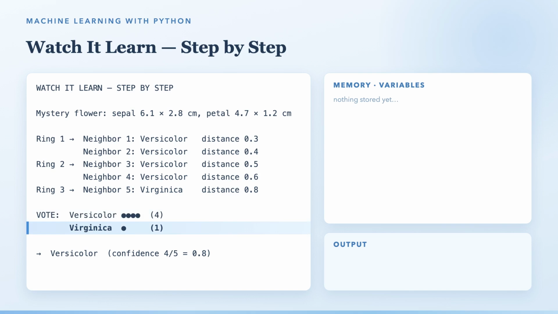Ring 2 brings neighbor 3. Versicolor. 0.5. And neighbor 4. Versicolor. 0.6. Ring 3 reaches neighbor 5. A virginica. At 0.8. Then the vote. 4 dots for versicolor. 1 for virginica. So the answer is versicolor. With confidence 4 out of 5. 0.8.